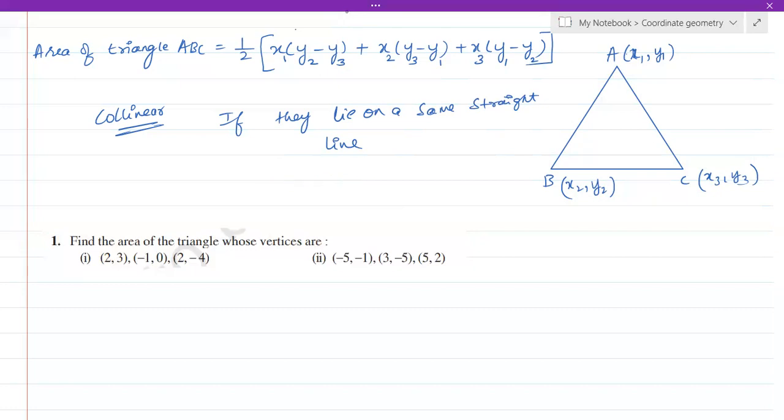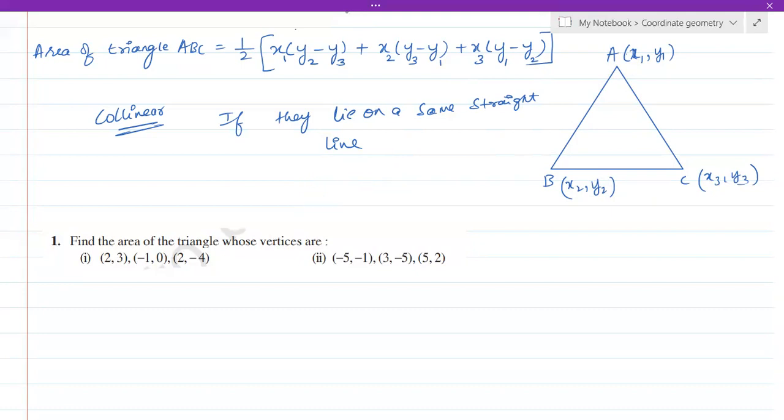But if I take points like this, can I connect all three points using a single straight line? No, that's not possible. You can connect these two by a line, but to connect the other two you need a new line. Therefore, the points are not collinear. If three points are not collinear, you can form a triangle out of them. But if the points are collinear, can we form a triangle? It's not possible.